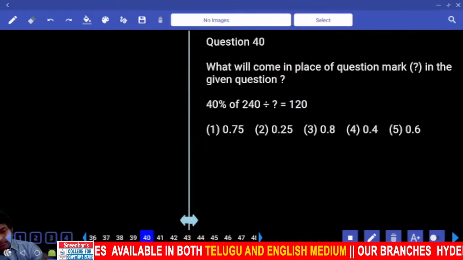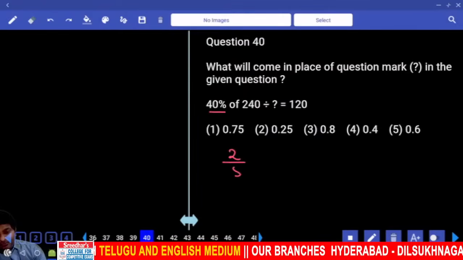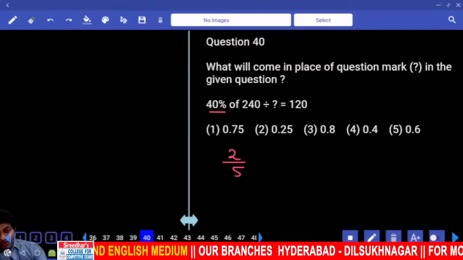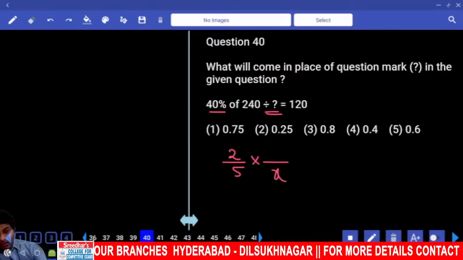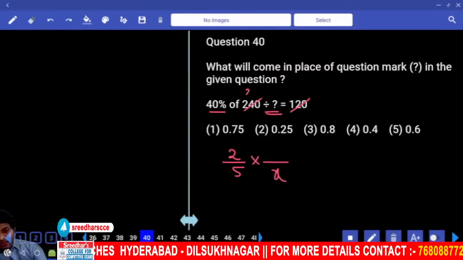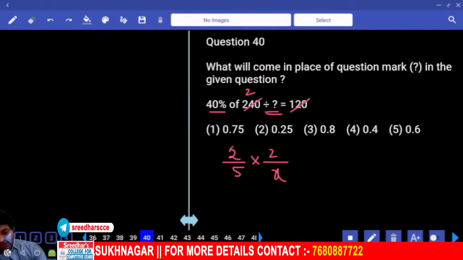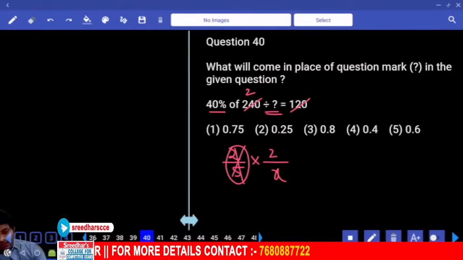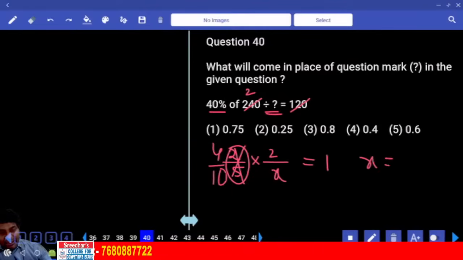Got it? 40 percentage. Can I write it as 2 by 5? X is in denominator, correct? Come on. Right hand side 120. How many times? 2 times. 4 by 5. Otherwise, in place of 2 by 5, you can write it as 4 by 10 also. Is equal to 1. Then x will be equal to 8 by 10. 0.8.